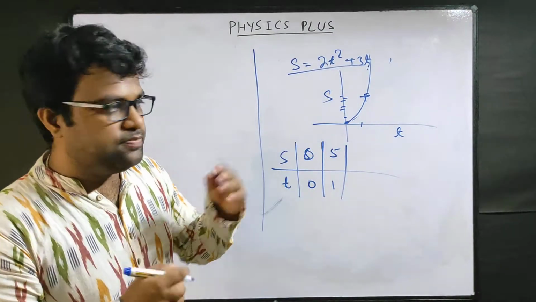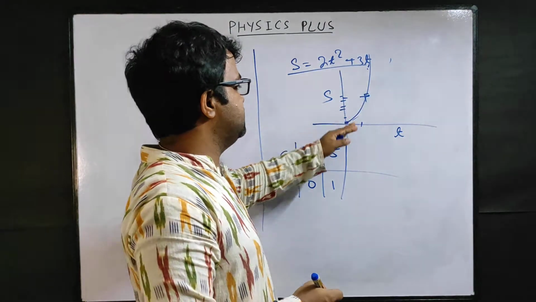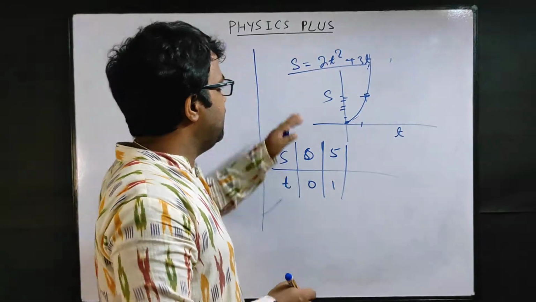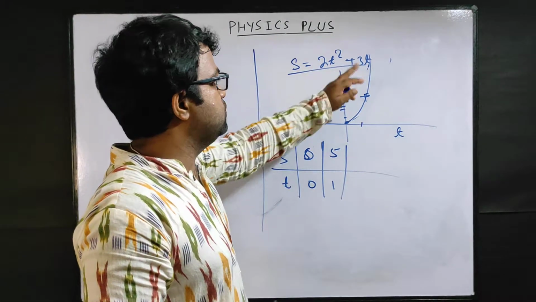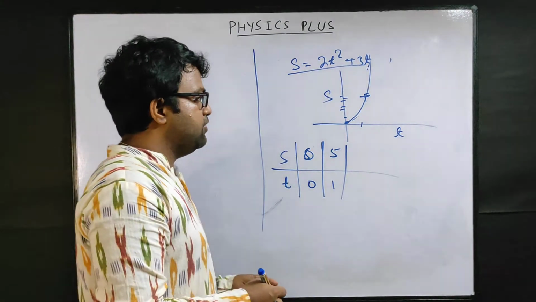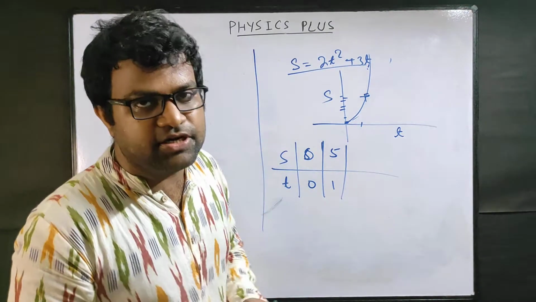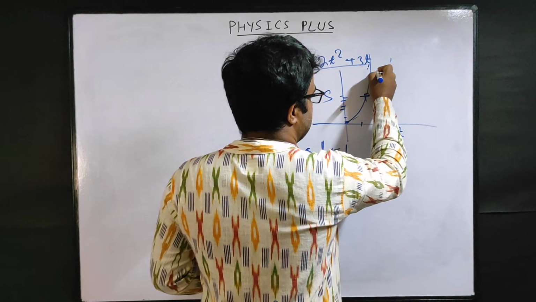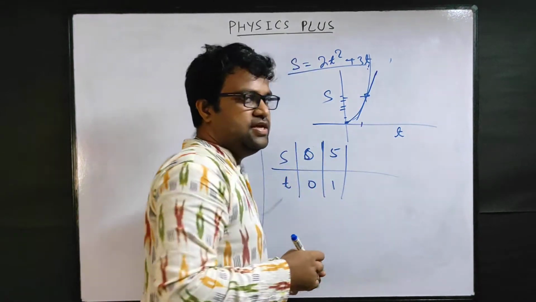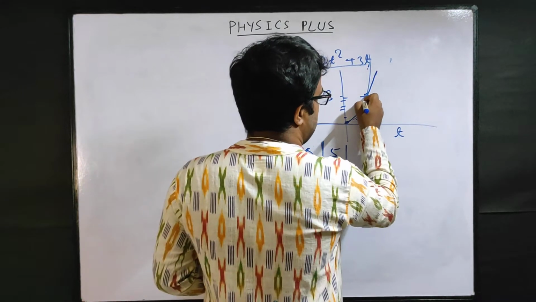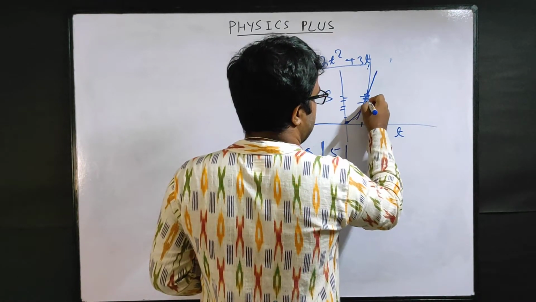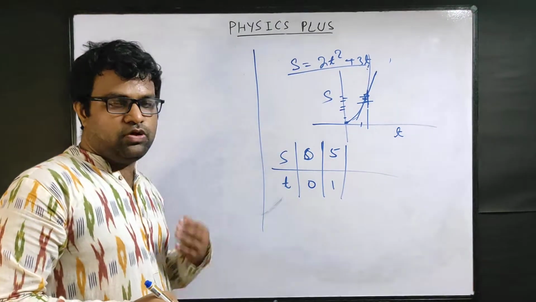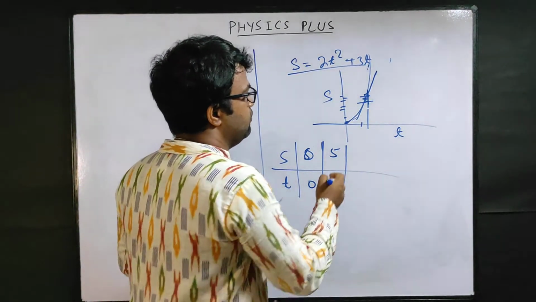So when you get such a graph, this graph represents your s-t displacement-time graph, and your displacement varies as 2t square plus 3t. So for different times, at a particular instant we have to find the velocity. So what we will do, basically we will find a slope, means basically a tangent. That means at a small interval we will cut it and we will get the slope of the graph.